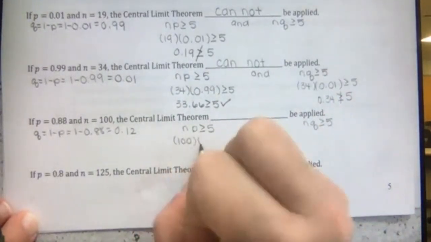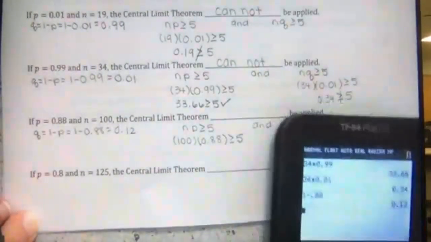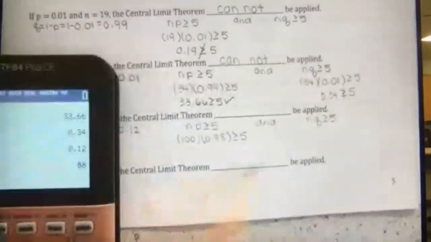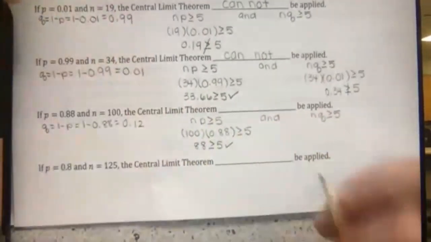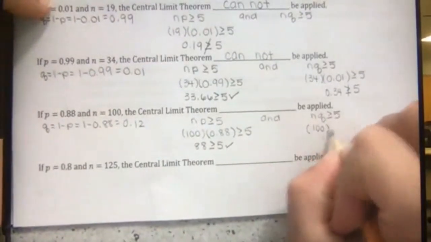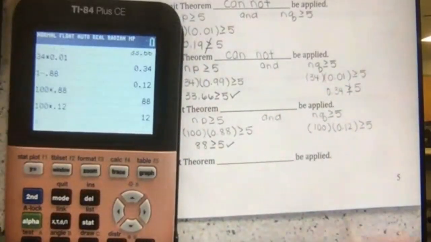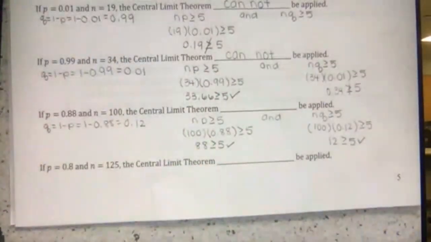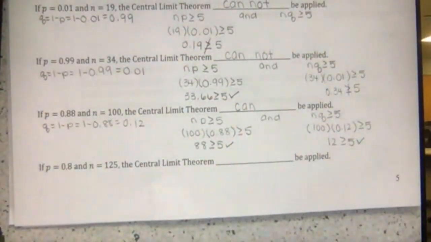So n, which is 100, times p, which is 0.88, is that greater than or equal to 5? We get 88. So 88 is greater than or equal to 5, so that one worked. Same thing with n times q: n, which is 100, times q, which is 0.12. 100 times 0.12, and we get 12. 12 is greater than or equal to 5. So because they are both greater than or equal to 5, this means it can be applied. They have to both work.